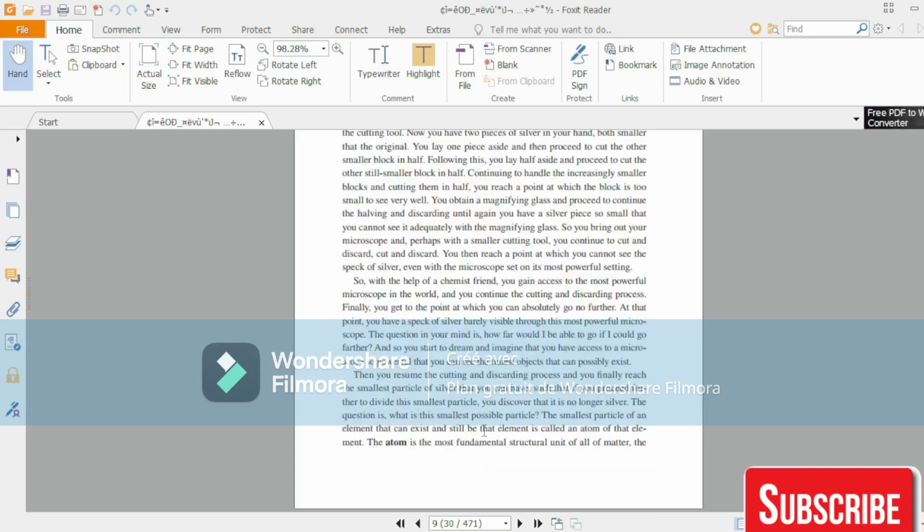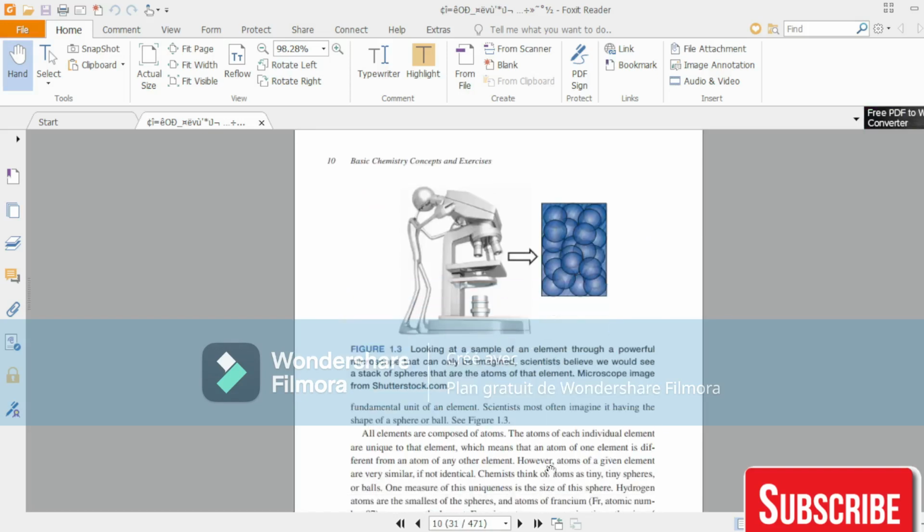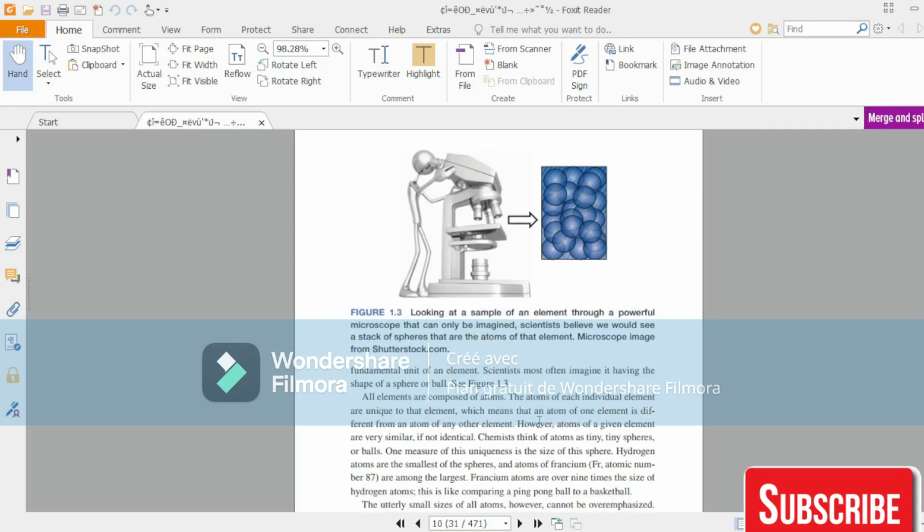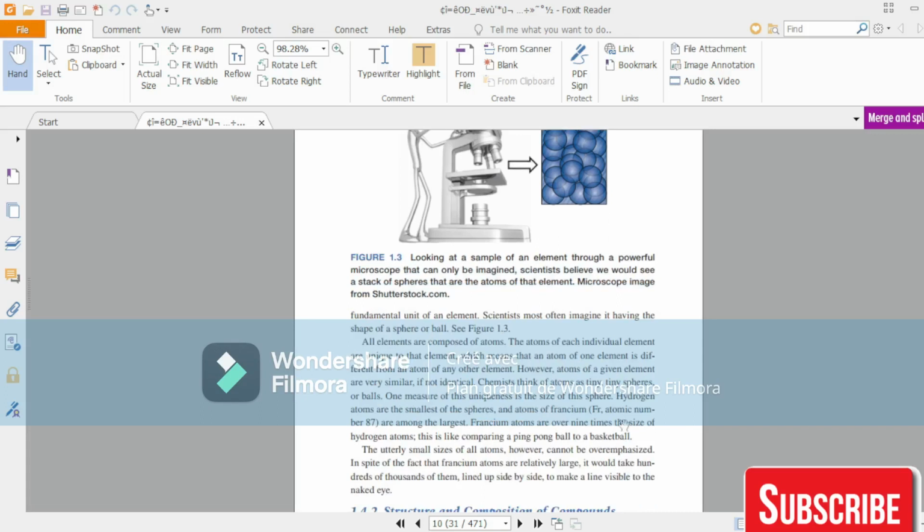So the atom is the most fundamental structural unit of all matter, the fundamental unit of an element. Scientists most often imagine it having the shape of a sphere or ball. As we saw in Figure 1.3, all elements are composed of atoms. The atoms of each individual element are unique to that element, which means that an atom of one element is different from an atom of any other element. However, atoms of a given element are very similar, but not identical.